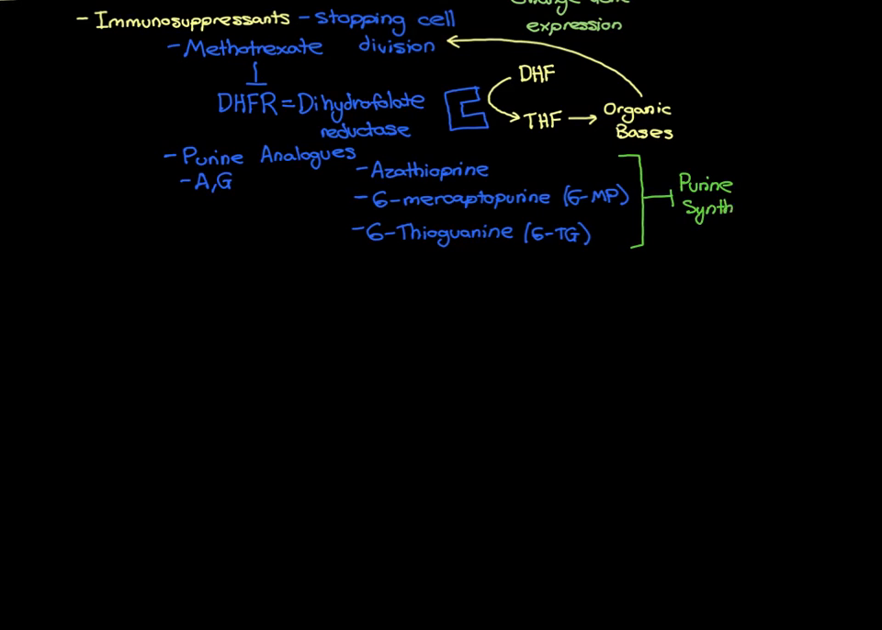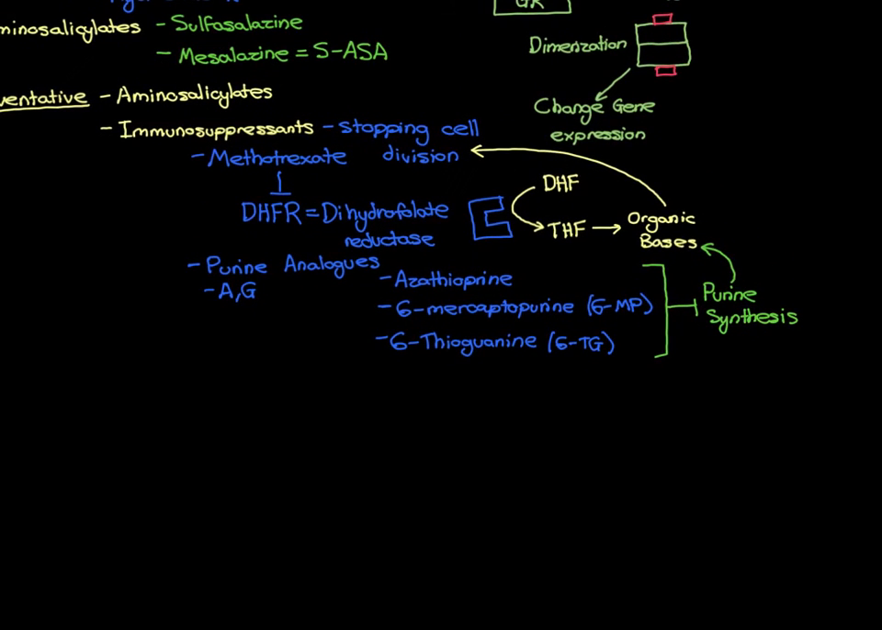So again, these are going to work by stopping organic base synthesis. So 6-mercaptopurine and 6-thioguanine, and remember 6-mercaptopurine is the active drug of azathioprine, they will go into cells, inhibit loads of enzymes involved in the synthesis of purines, and thereby stop the production of purines. And if you don't have enough purines, then of course you don't have enough organic bases, and if you don't have enough organic bases, you can't divide because you can't copy your DNA, so they will end up stopping cell division, and that will produce an immunosuppressant effect.